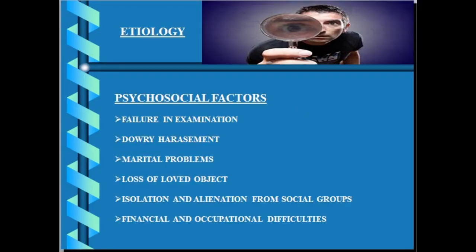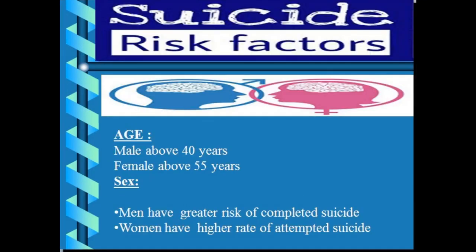Let's move on to the third cause, that is psychosocial factors such as failures in examination, dowry harassment, marital problems, loss of loved object, isolation and alienation from social groups, financial and occupational difficulties. Some other minor causes are age and sex. In the case of age, males above 40 years and females above 55 years are a vulnerable group.